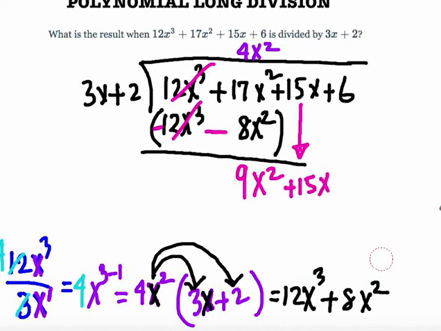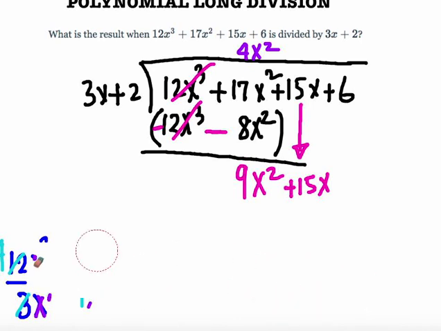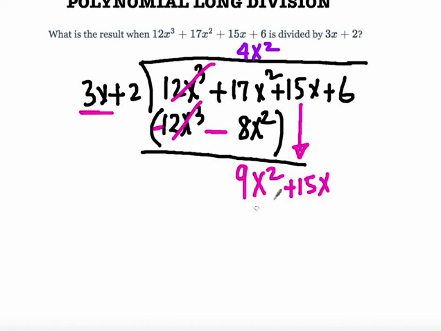Right? So now basically we have to repeat the same process again. So let's start. First question you need to ask, always start with it: how many times does this 3x go into this 9x squared? So let's find that out. We have 9x squared divided by 3x, right? And then we know that 9 divided by 3 gives us 3.